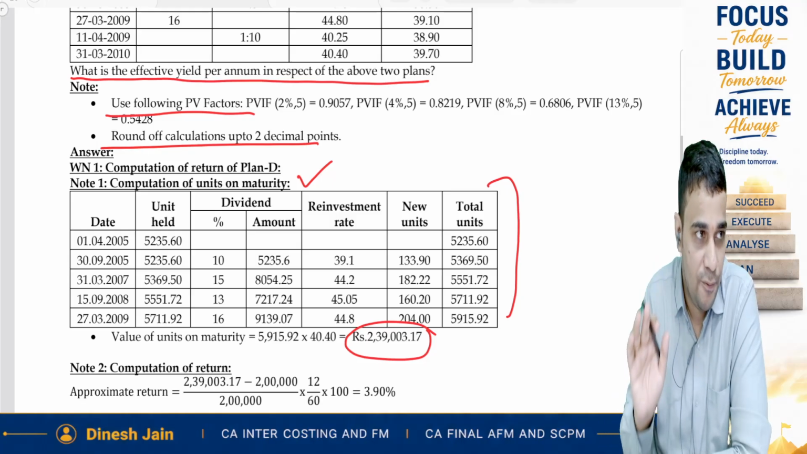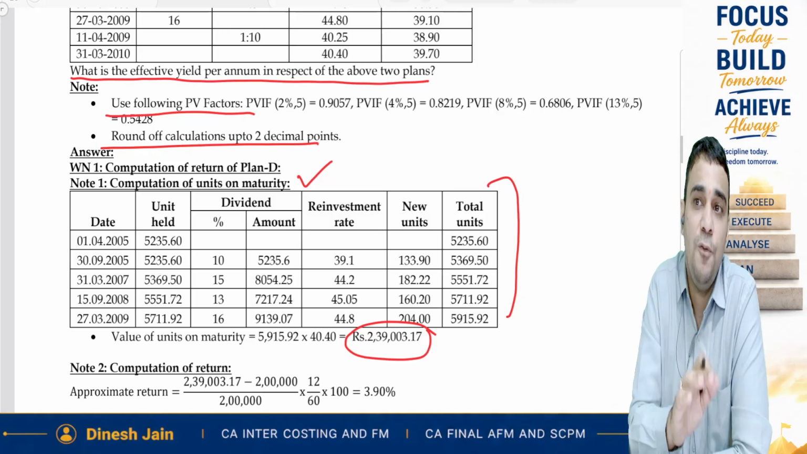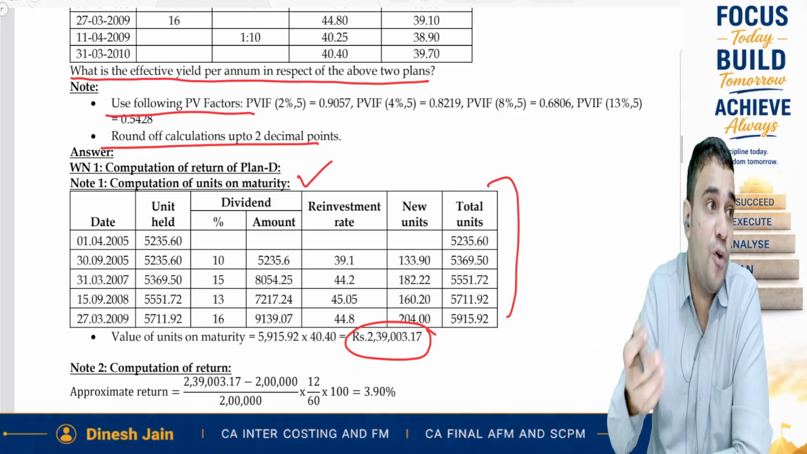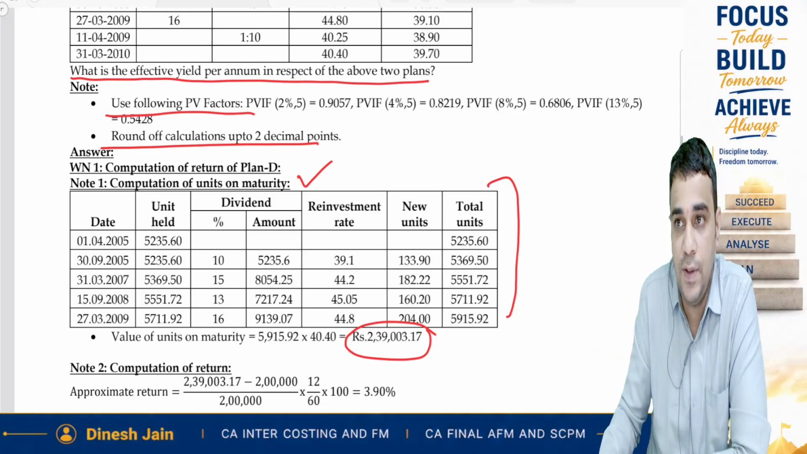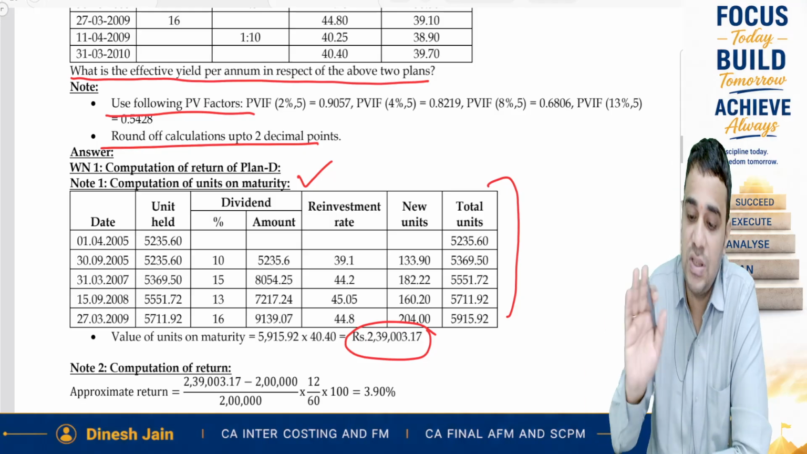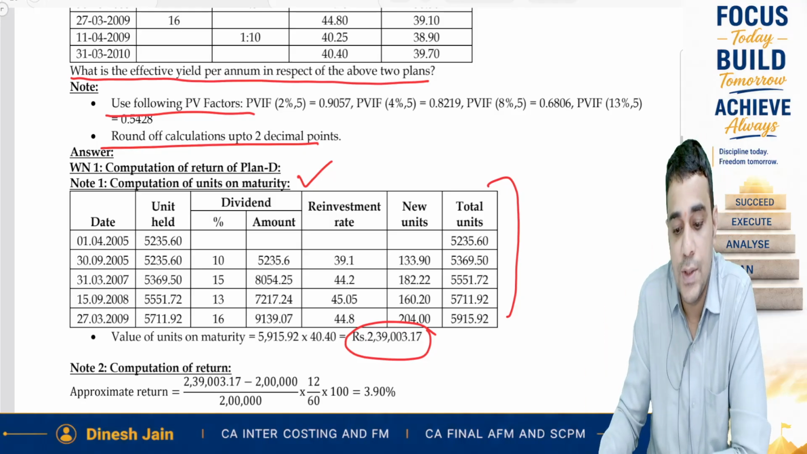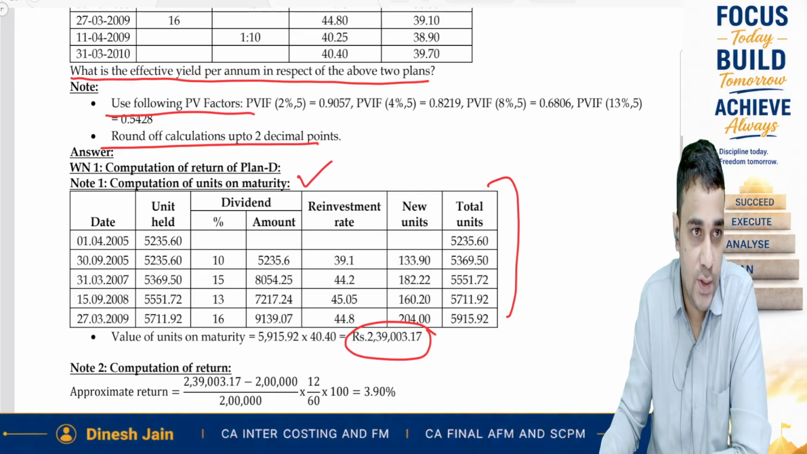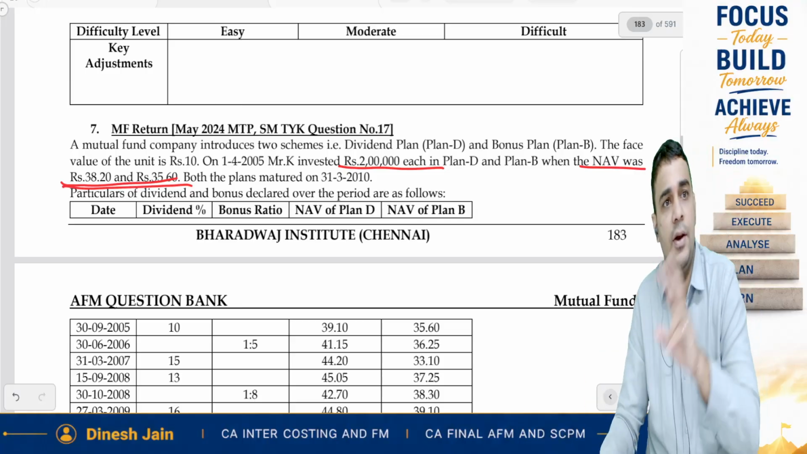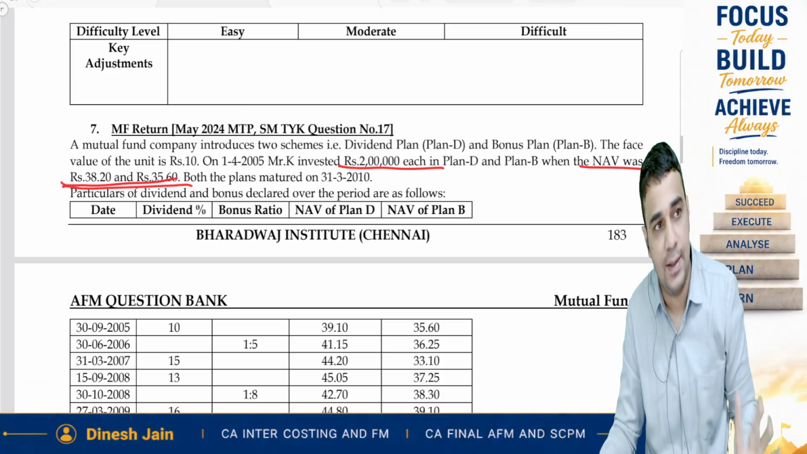getting to the final number and then focusing on two ways of calculating return. In the previous question, my focus was getting the closing units. There we spent a lot of time on getting the closing units. I don't want to repeat this table now. So my start is 239,003.17. What is the amount we invested? 2 lakh. Now we'll see two ways of calculating the return.